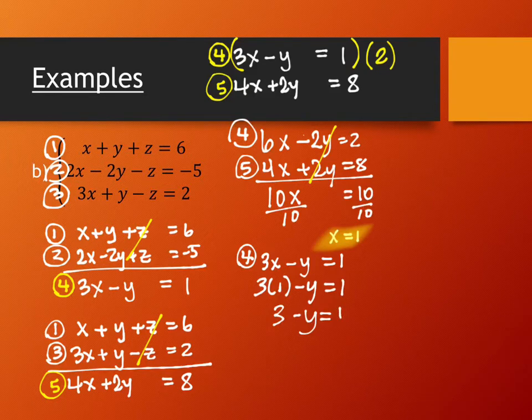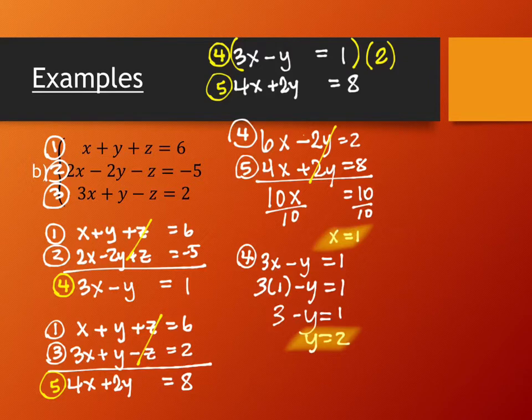So you can probably just do this in your head, to be honest. What would y have to equal? 3 minus what is 1? 2. If you didn't want to do it that way, you can subtract the 3 and divide by the negative 1. That's fine as well. But either way, you find out that y here is 2. That's what has to work. So that's what it has to be for it to work.